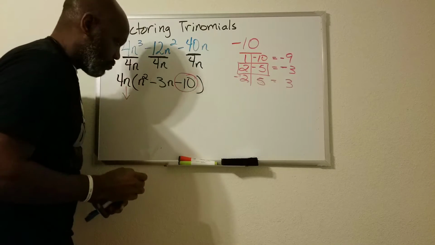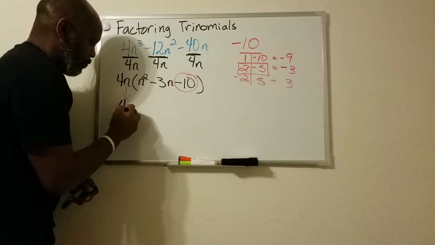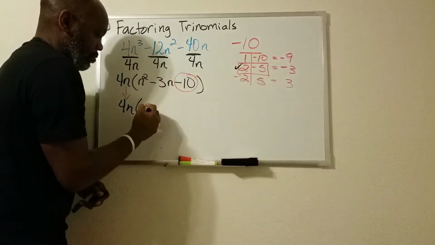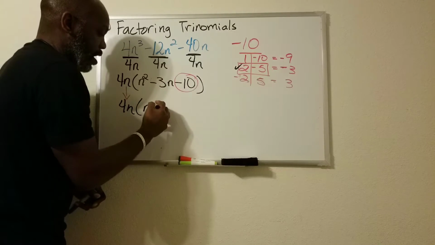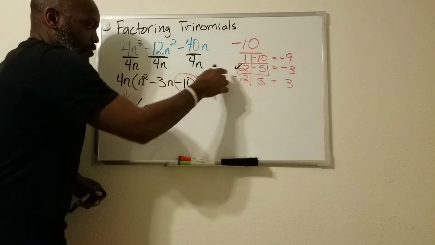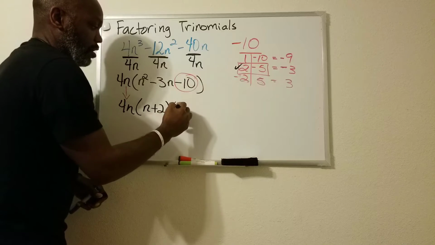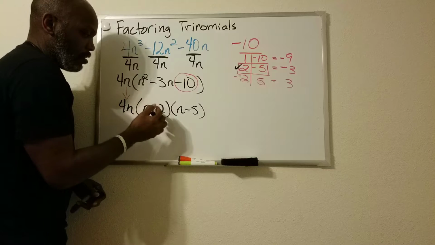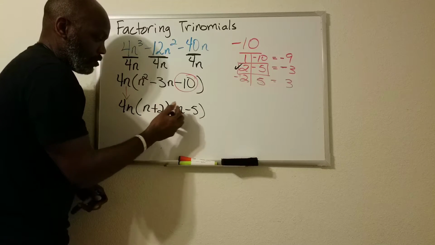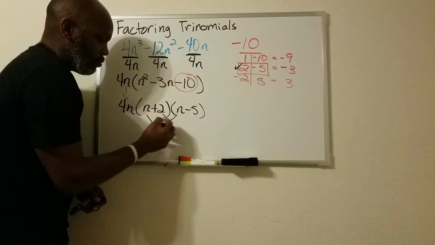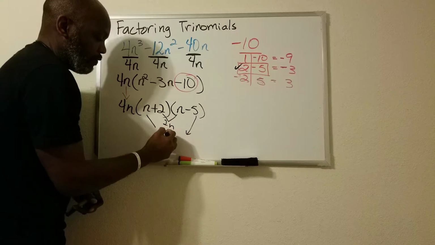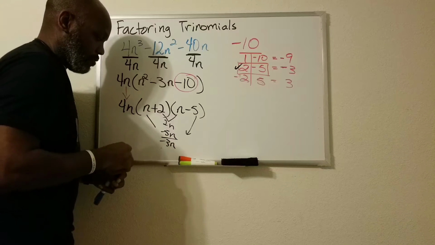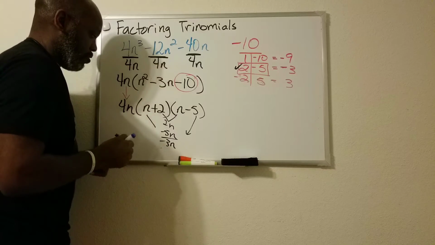The correct factors. So I have 4n times, right? I'm using this one, n plus 2, because it's a positive 2, times n minus 5. Right? And I can double check it. There's my 2n. And here is my negative 5n. And that gives me negative 3n. So my answer is correct.